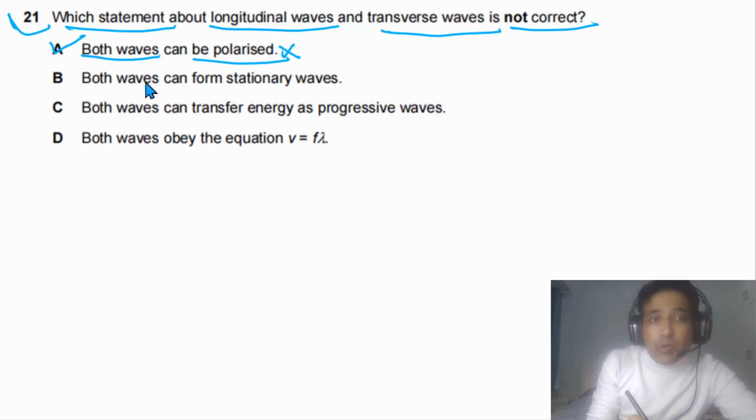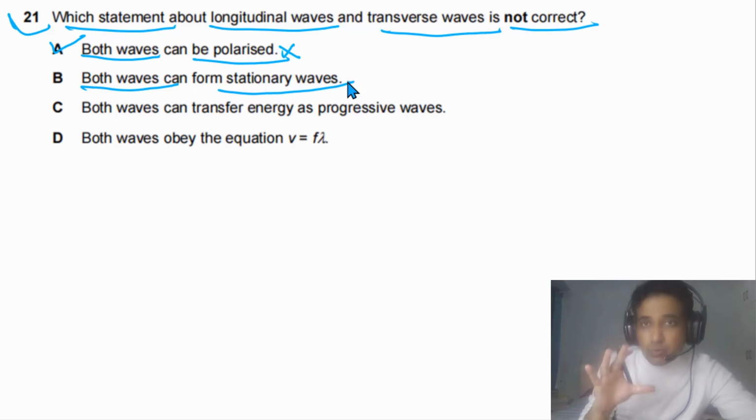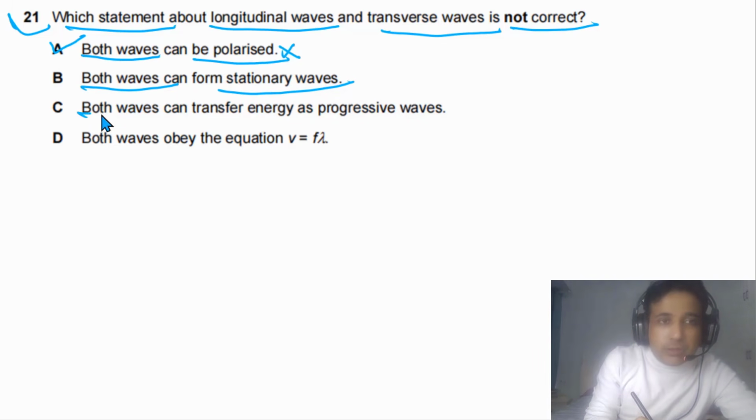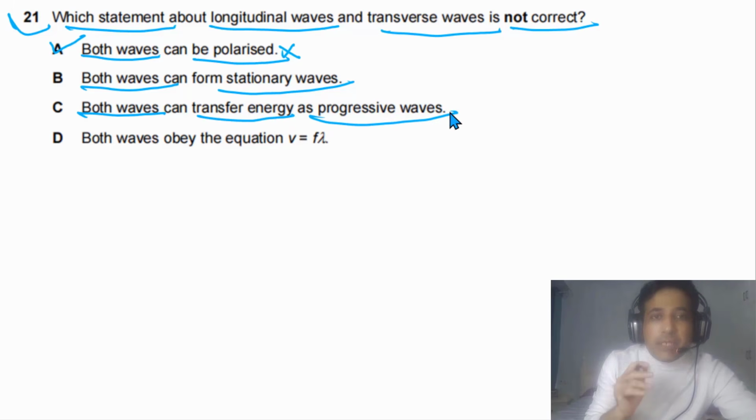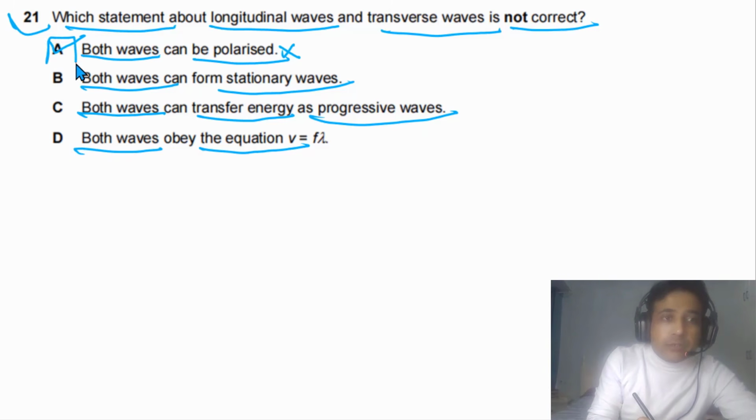But if you look at option B, it is given to us both waves can form stationary waves. This is true. Longitudinal waves and transverse waves, they can form stationary waves. If we go to option C, it is given to us both waves can transfer energy as progressive waves. Yes, both waves are progressive waves because they can transfer energy. If you look at option D, it is given to us both waves obey the equation V is equal to F lambda. This is also true. So this option is also correct. So the answer for this question is A.